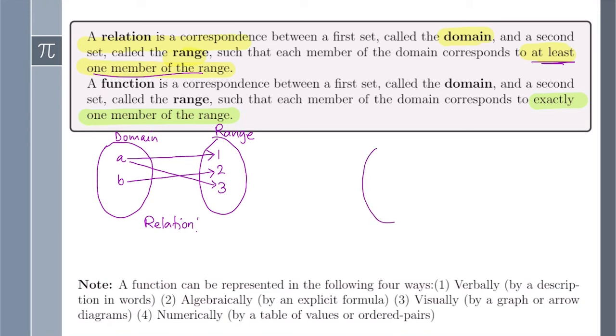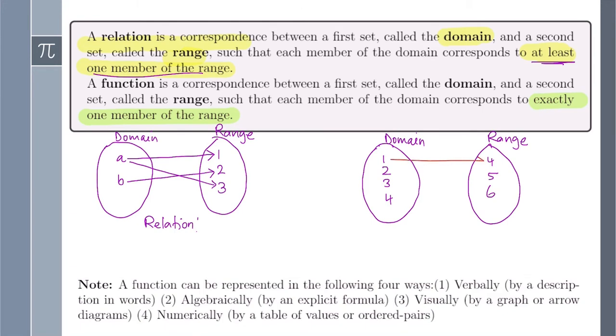So let's say we have a domain, and then we have a range here, the second set. Let's say in the domain we have 1, 2, 3, 4, and in the range, let's say we have 4, 5, 6. Now, let's say 1 is mapped to 4. Let's say 2 is associated with 5. Let's say 3 is associated with 6. And then let's say 4 is also associated with 6.